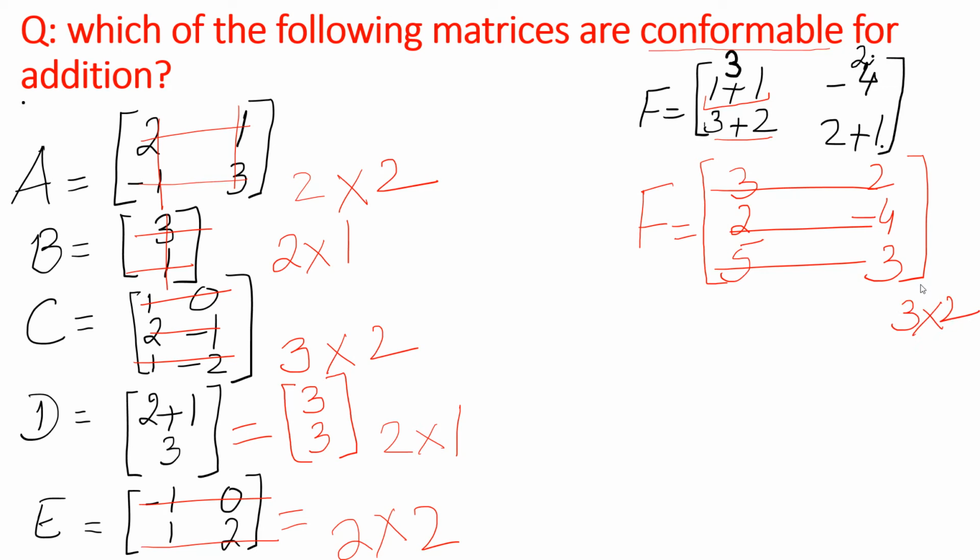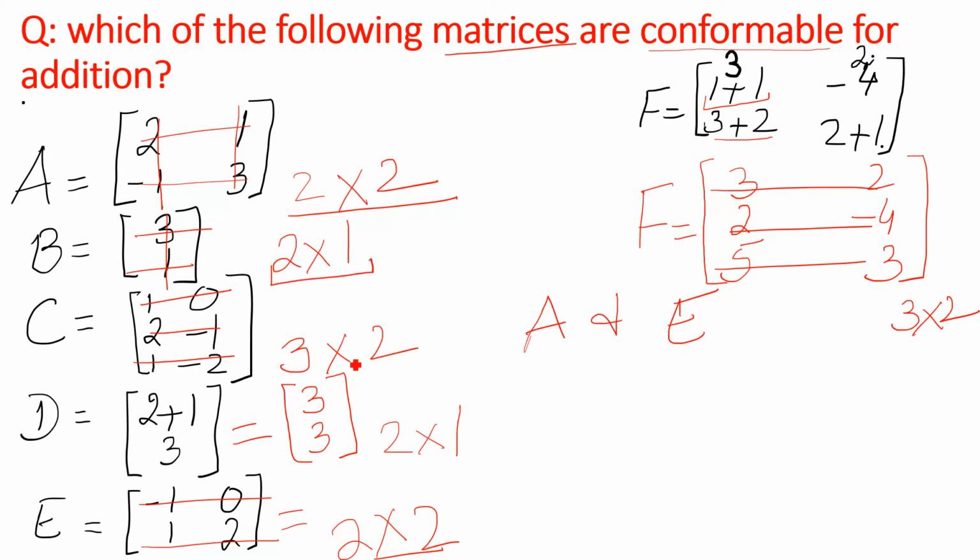The question is, which of the following matrices are conformable, that you can add. So check the dimension. Starting from 2 by 2: this is 2 by 2 and this is 2 by 2. We do not have any more 2 by 2. It means A and E are conformable for addition. You can add A and E. Check for the other dimension.